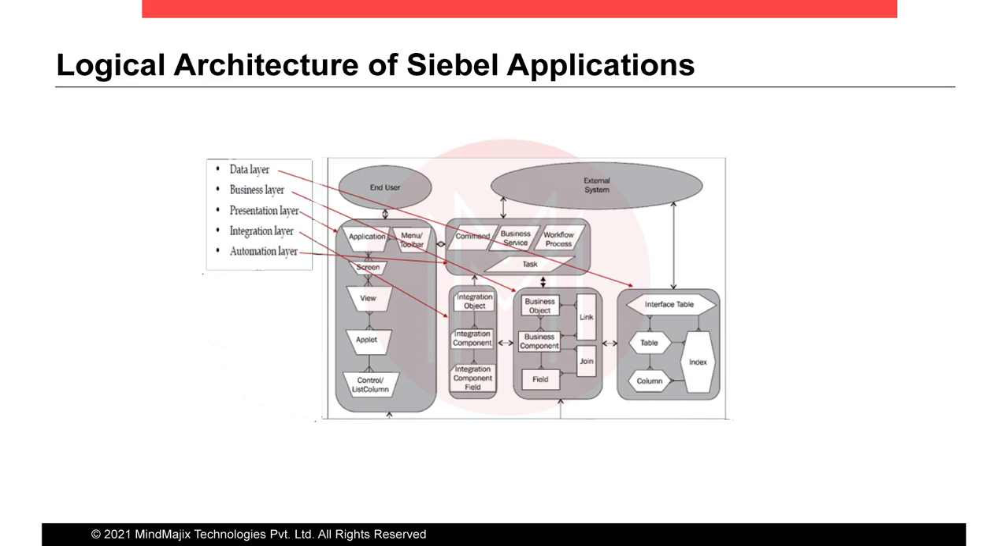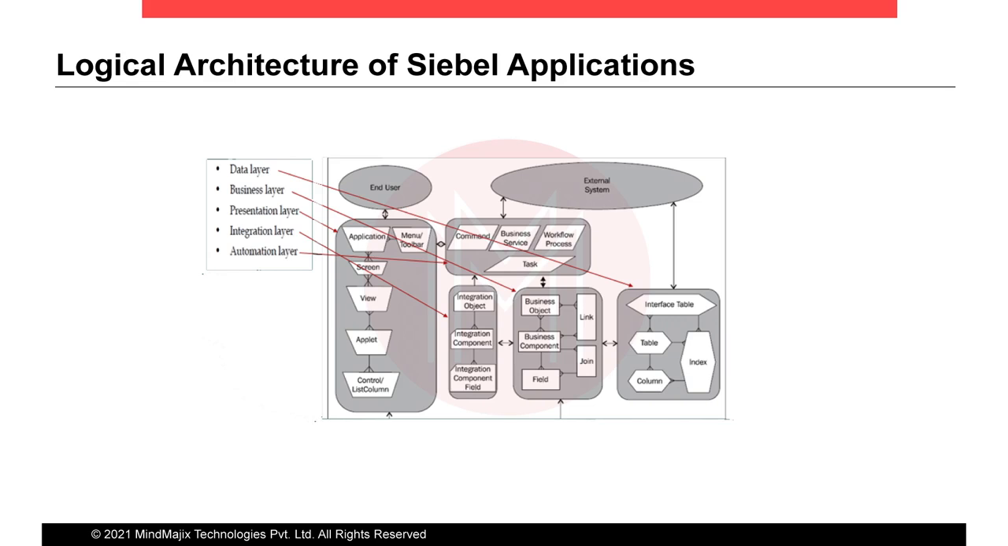Now, what else do we have? We have the presentation layer. So, what is the presentation layer? Whatever we see from the application. Let's say I am seeing the application, I can see the screen, I can see the view, I can see the applet, I can see the list control. Everything we can see from the UI is the presentation layer. So we can work on the presentation layer to make a field available, to make a display in the UI.